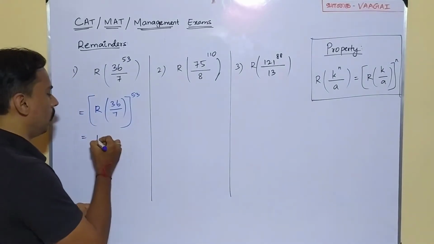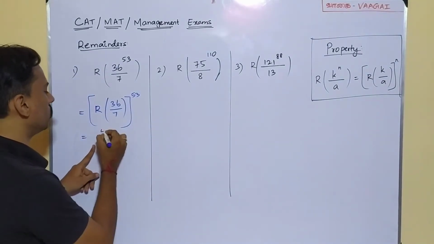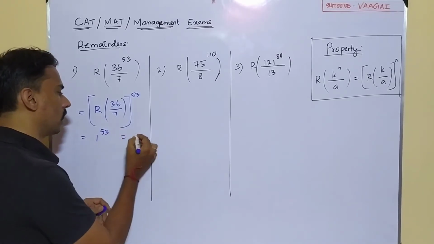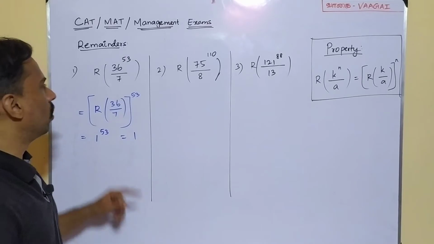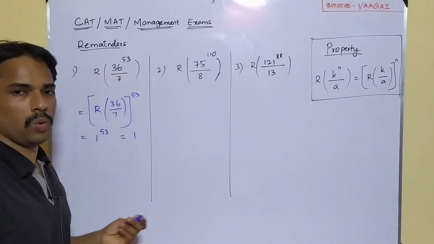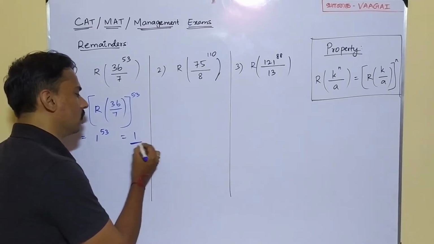Very simple. So 1. Now I can raise 1 to the power 53. 1 raised to any power is going to be 1 only. So your answer is as simple as that. The remainder when 36 power 53 is divided by 7 is 1. That's the answer for your first question.